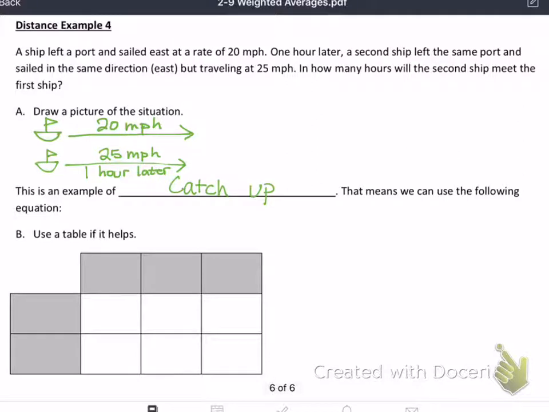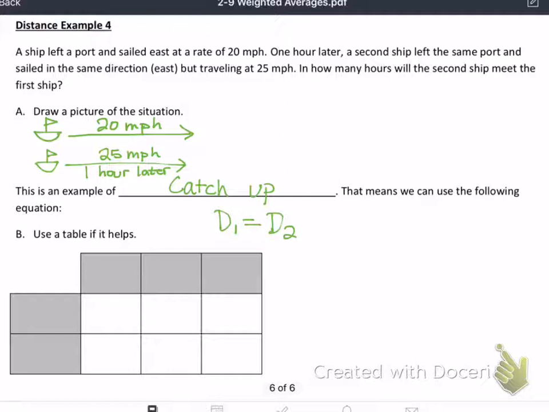Okay? Now, that also means that even though the second ship has traveled less time, they have traveled the same distance because they will meet at a certain place. So that again is D1, or distance 1, is equal to distance 2. And so the distances will be equal to each other since they will be at the same place after a certain number of hours. And so let's fill in the table here.